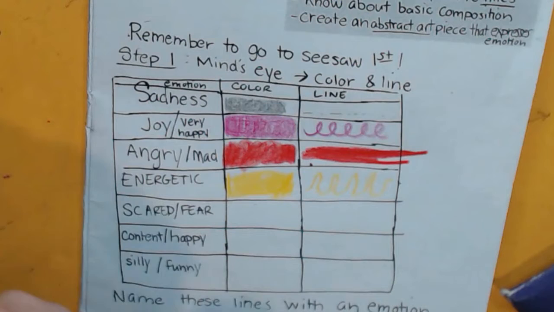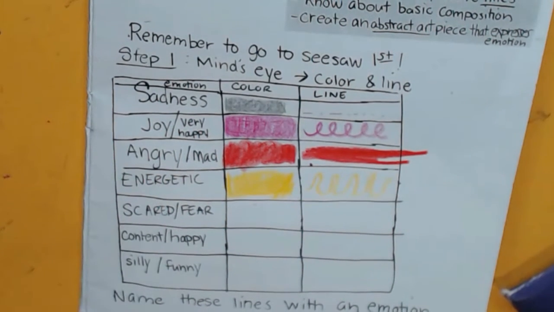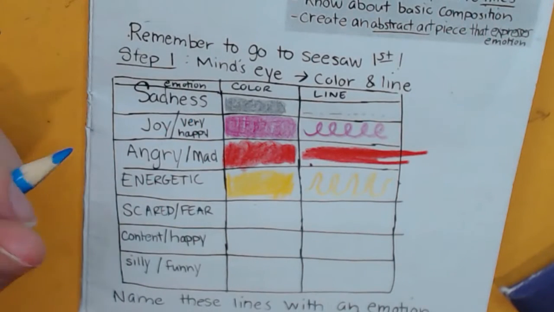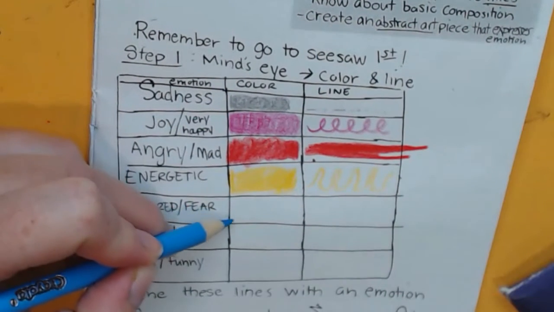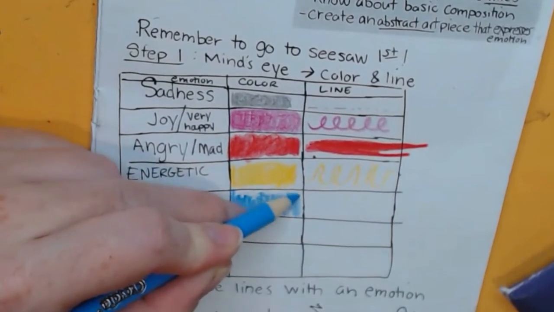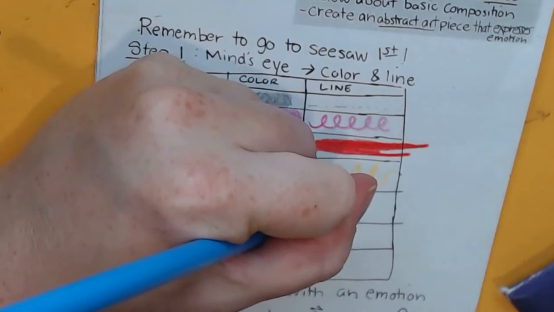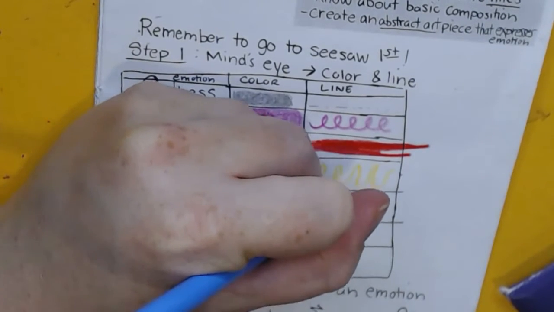All right. Scared or fearful. I think of kind of huddling in a corner, and being on high alert, but also just not feeling great. So I'm going to do this color blue. And I think of the heart rate. My heart rate pumping.